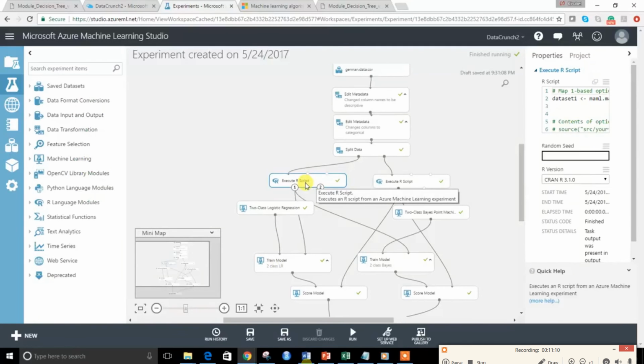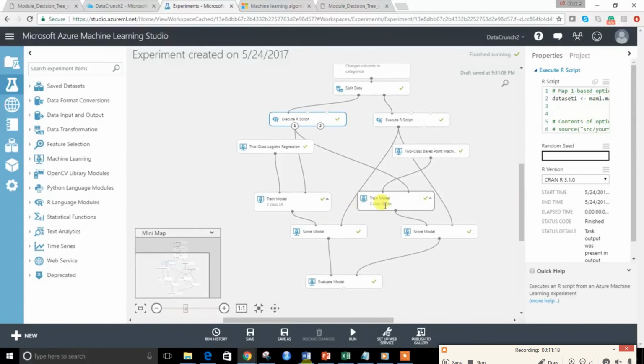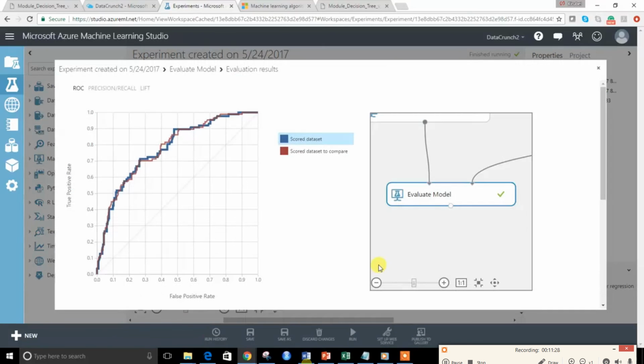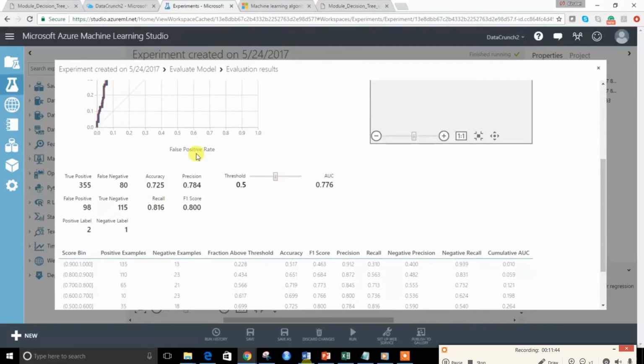So after applying the R script, we used the two machine learning algorithms. We trained the models, and then we scored and evaluated them. I will show the results here. Visually, you can see both algorithms. The first model is blue, the second model is red. And this is the breakdown of the results.